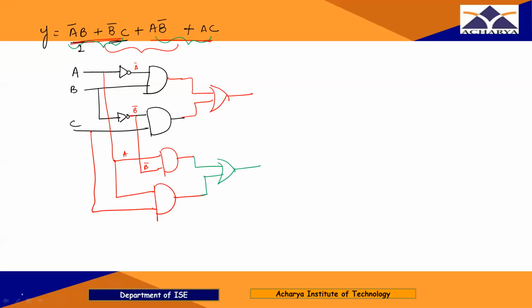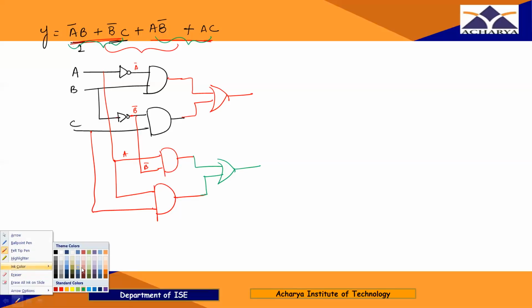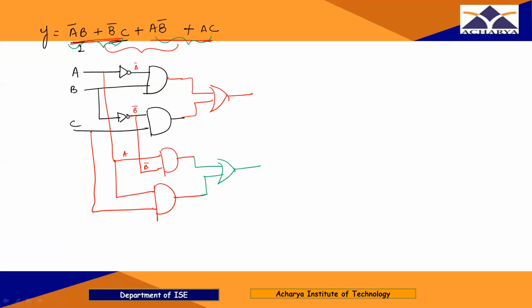Now I have to draw an OR gate between these two, right? So between these two I have to draw one more OR gate, right? Now this is Y, right? Now you just see here how many gates are there. So now you have to tell me how many ICs we need to take.